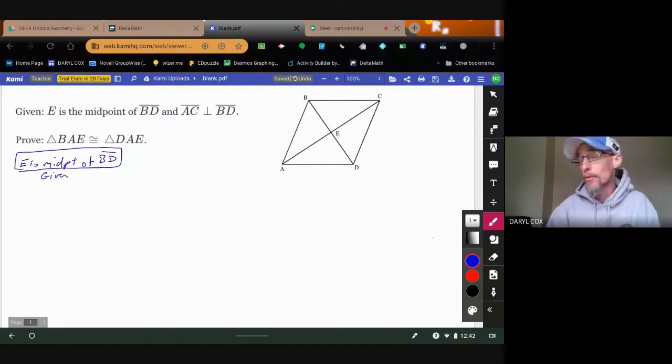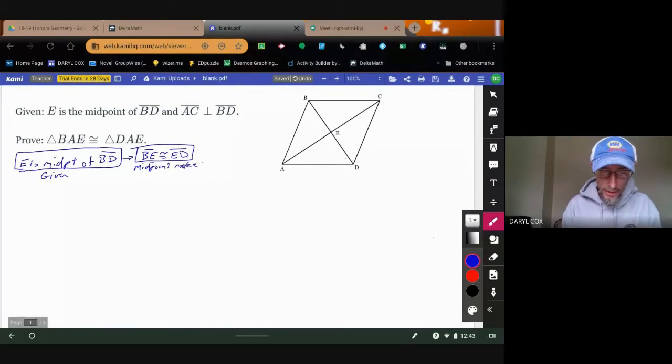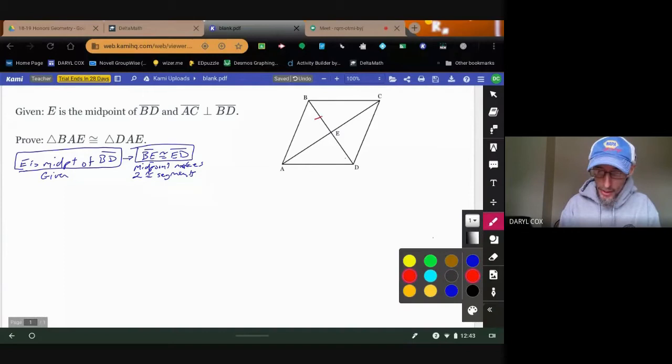Now from here, before I do anything else, I like to go, what does that tell me? Well, since E is a midpoint of BD, I know that BE is congruent to ED. And my reason behind that is because a midpoint makes two congruent segments. Basically, it's the definition of a midpoint. Okay, so I can mark that into my picture, BE and ED. There we go. All right.